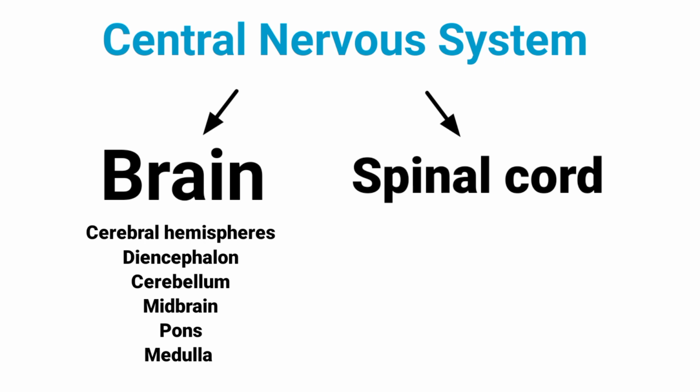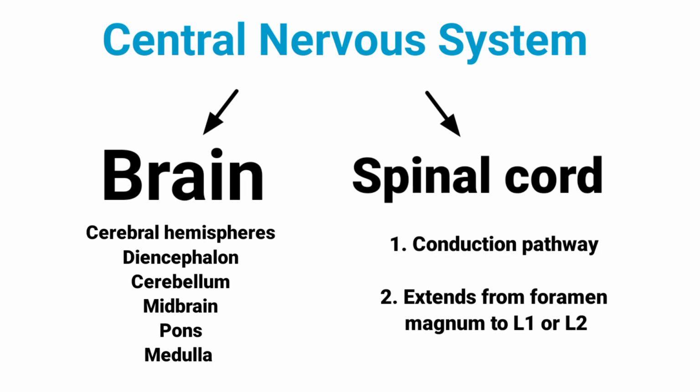Now move towards the spinal cord. Spinal cord is a conduction pathway in vertebral canal and extends from foramen magnum to L1 or L2. If you don't know about the foramen magnum, it is a hole in the base of skull from which different structures like spinal cord pass into the cervical spinal canal. So this was our central nervous system.